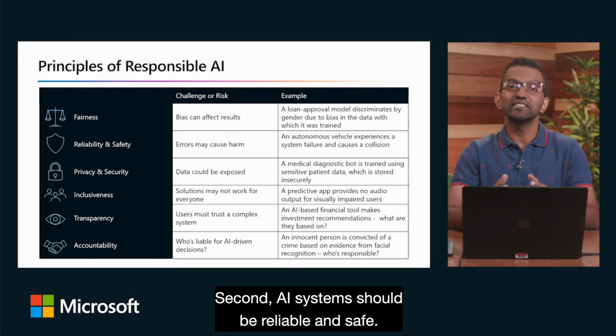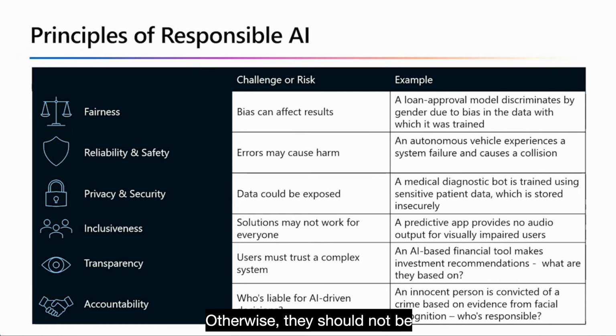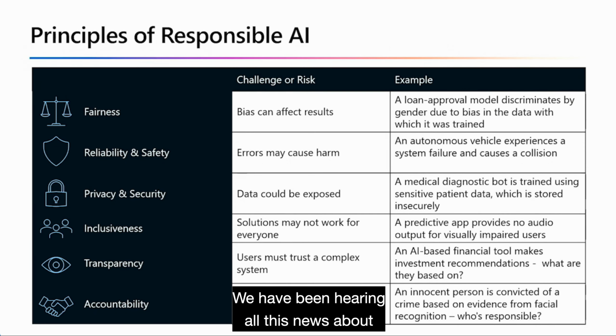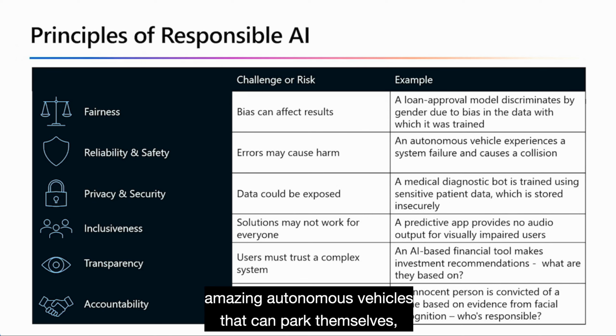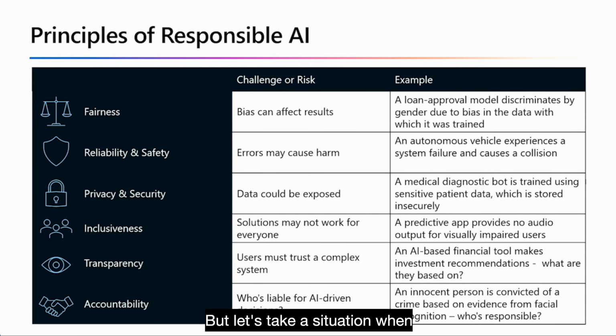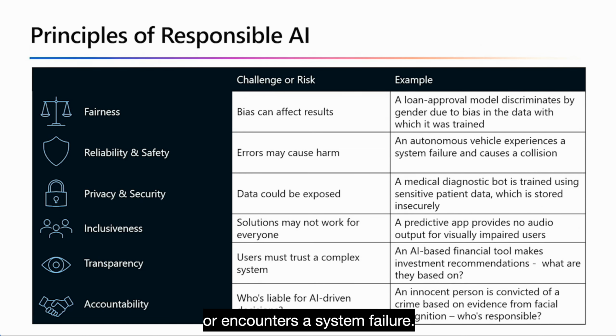Second, AI systems should be reliable and safe. Otherwise, they should not be encountering human beings and putting them at risk. We have been hearing all this news about amazing autonomous vehicles that can park themselves, stop at red lights, obey speed limits. But let's take a situation where an autonomous vehicle is fed some bad data or encounters a system failure.